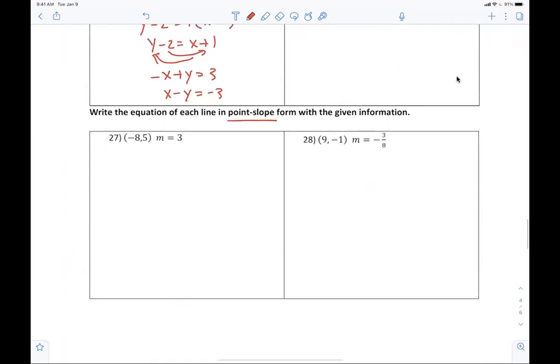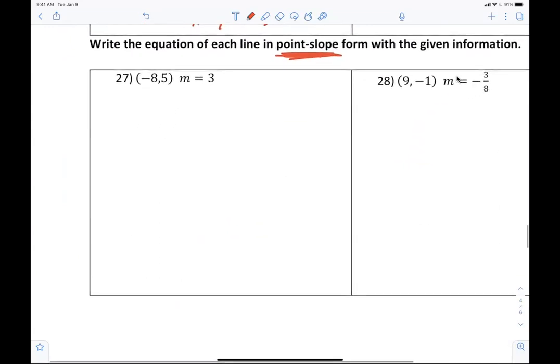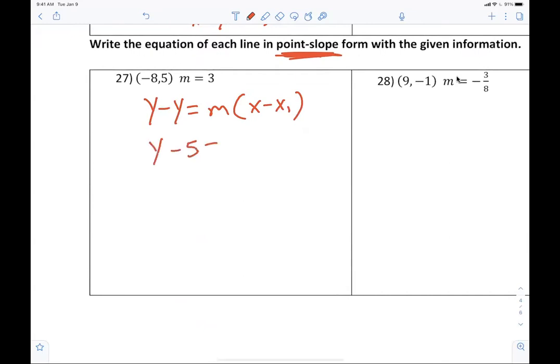Okay, now we're in point slope form. Allie, good. Number 27. First of all, what is point slope form? y minus y1 equals m times x minus x1. All right, help me out now. Write this equation. So you do y minus 3 times x plus 8. You are amazing.